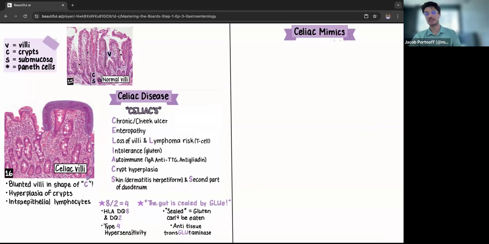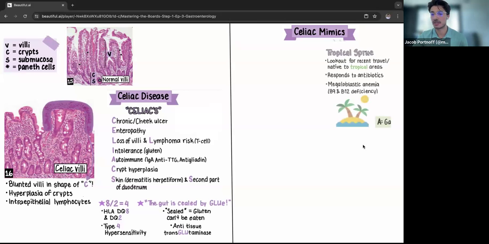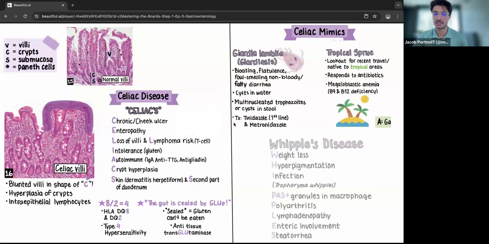And then celiac mimics. So right in that picture, in any malabsorption problem, you're going to be thinking of steatorrhea, chronic diarrhea, bloating, weight loss. And often they can present very similarly as these other conditions. So I want you guys to look out for the differences in celiac with Giardia, tropical sprue, and Whipple's. Giardia, right? Remember that you're going to get these multinucleated trophozoites in the stool sample. And tinidazole and metronidazole are going to be first line. Really look out, guys, for that fatty stool, steatorrhea, in all these pictures.